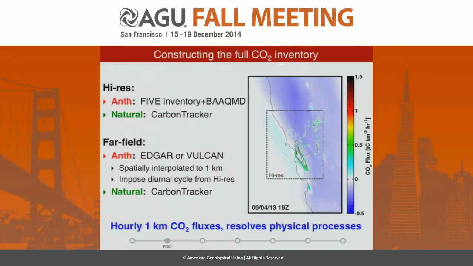So what I did was I used EDGAR or VULCAN, spatially interpolated to 1 kilometer, and Carbon Tracker. And then I say that this coarser inventory should match my high-resolution inventory inside this box. So by doing so, I impose the diurnal cycle for my inventory on this coarser one, and I then have an hourly 1 kilometer CO2 inventory that resolves physical processes such as traffic for California.